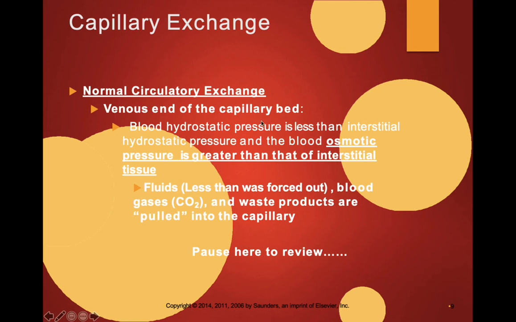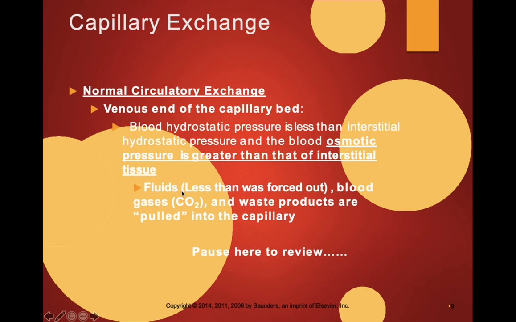Okay, on the venous side of the capillary, the blood hydrostatic pressure is less than the interstitial hydrostatic pressure, and the blood osmotic pressure is greater than the interstitial tissue. So it pulls it back into the venule. So the fluids, the blood gases, and the waste products are pulled back into the capillaries.